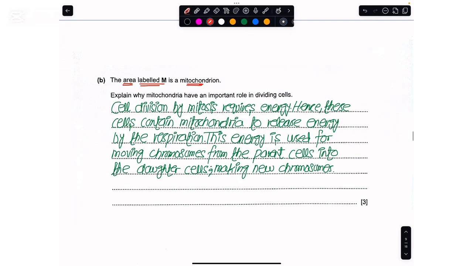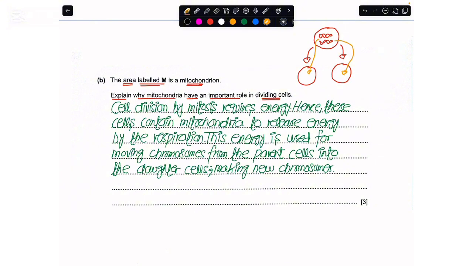And what he asks is that you are supposed to explain why the mitochondria have an important role in dividing cells. Now, as I have mentioned earlier, if I have this parent cell and further have the formation of two daughter cells, this parent cell needs the energy from the mitochondria to duplicate the DNA or the chromosomes. And for sure, I have to move these chromosomes equally into the newly formed daughter cells. So that again would require the energy process.